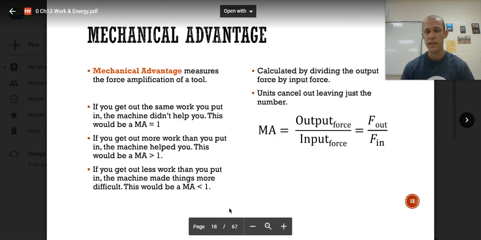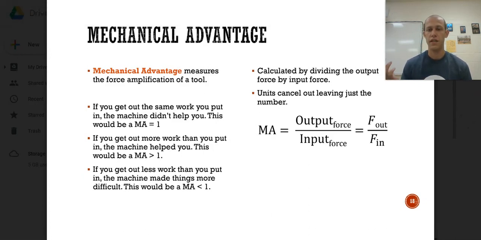So it's calculated by taking the output force and dividing it by the input force. I have a hard time saying that word. So you could think about it like this. Typically, I write it like this over here. The units are both force, so when you divide a Newton by a Newton, the Newtons cancel out and you're just left with a number. So it doesn't have a label, no labels.